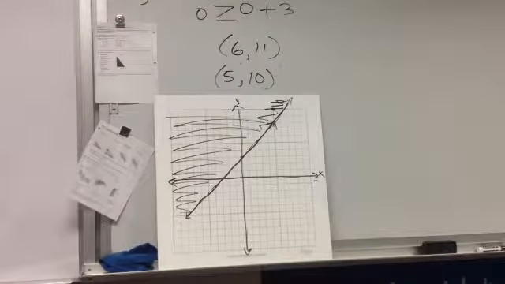You don't have to know this. Just test the point and then you know which side to shade. If it's greater than or equal to, let's go the other way, where's the greater than side? Over here. Greater than or equal to is a solid line and everything above it.